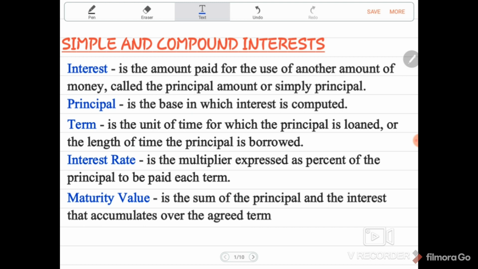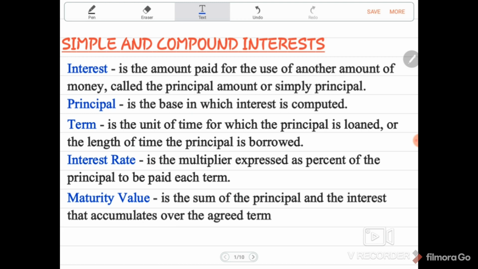Our topic for the discussion today is all about simple and compound interest. But before we proceed, let us discuss some important terminologies. The first one is interest. It is the amount paid for the use of another amount of money called the principal amount or simply principal.